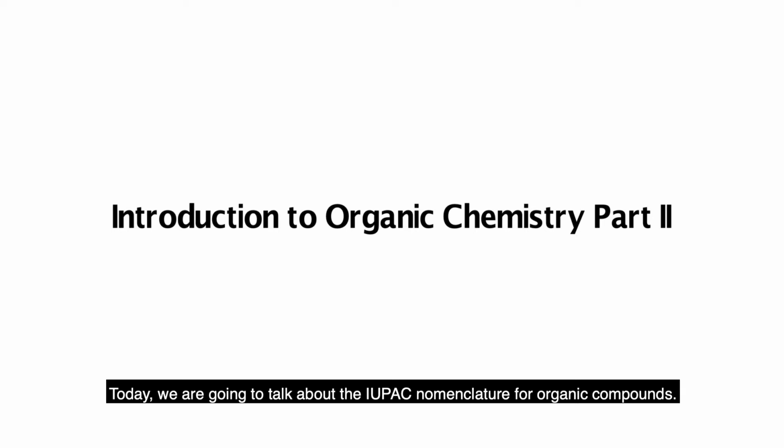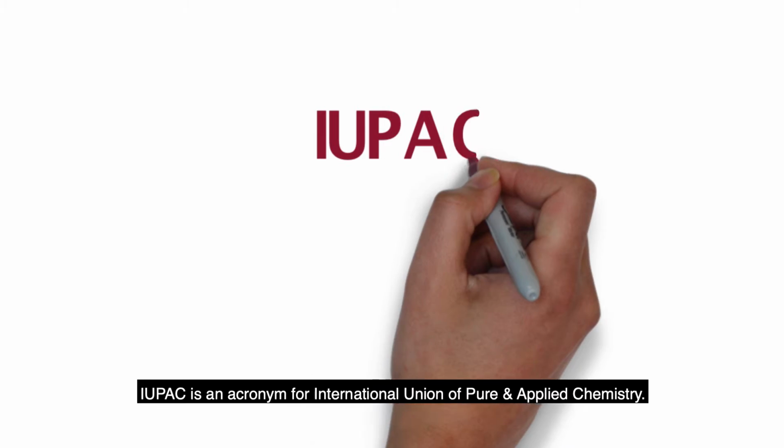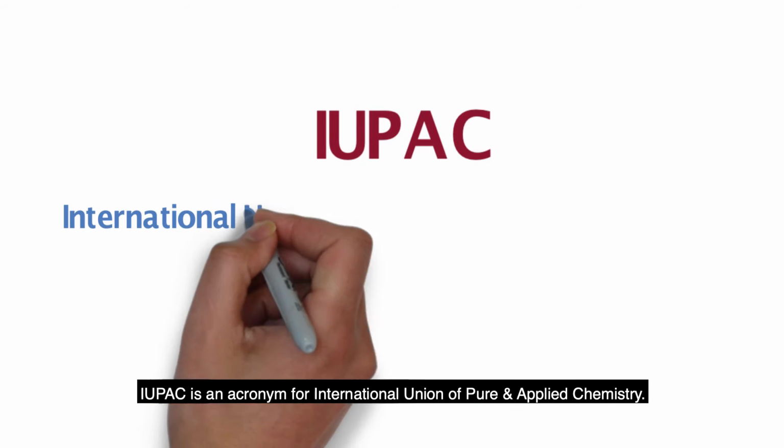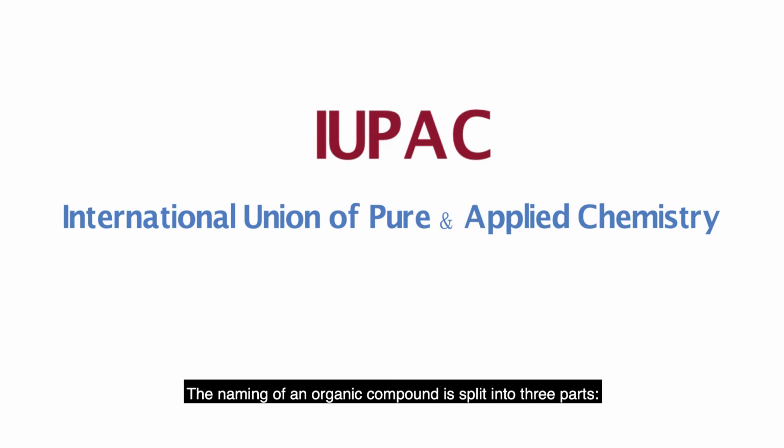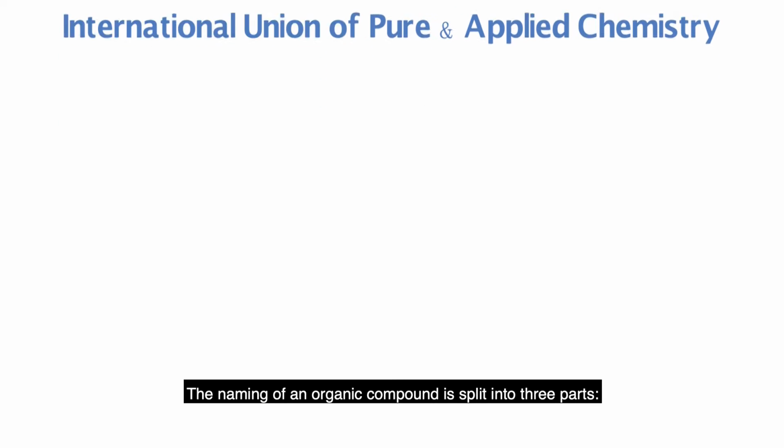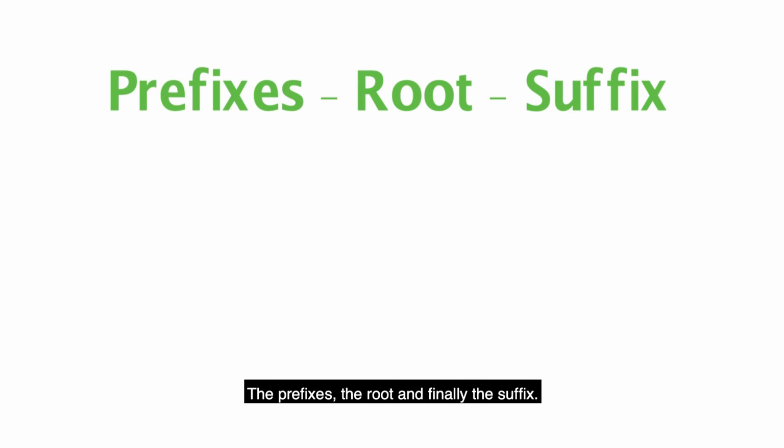Today, we are going to talk about the IUPAC nomenclature for organic compounds. IUPAC is an acronym for International Union of Pure and Applied Chemistry. The naming of an organic compound is split into three parts: the prefixes, the roots, and finally, the suffix.